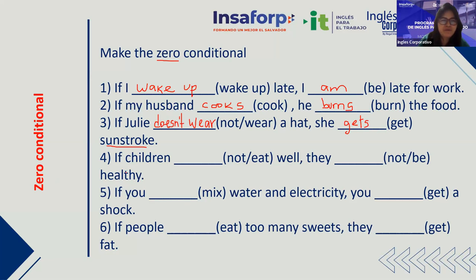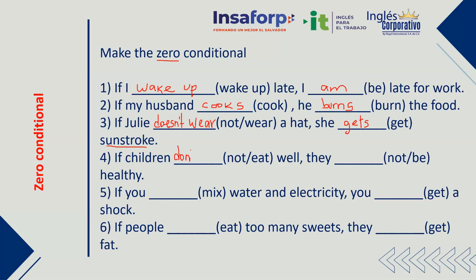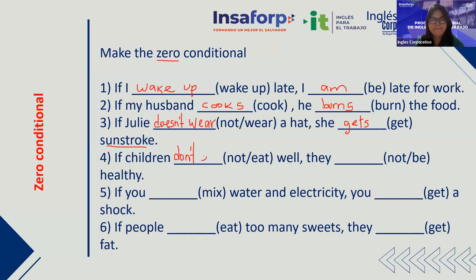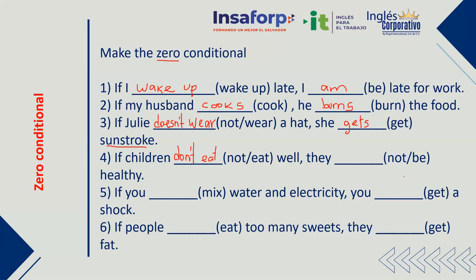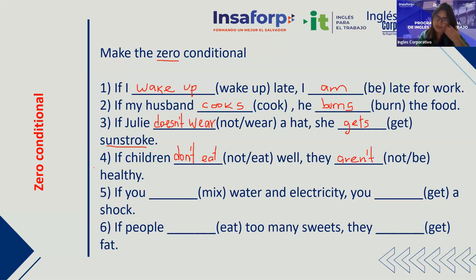Jessica, number four. Okay, teacher. If children don't eat well, they aren't healthy. Yes. If children don't eat well, they aren't healthy. Very nice. Moises, number five.